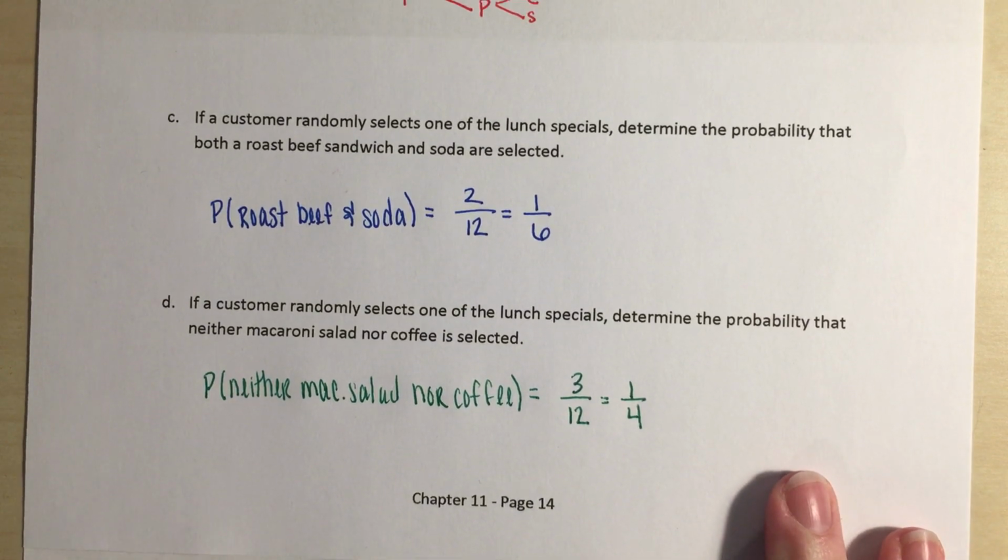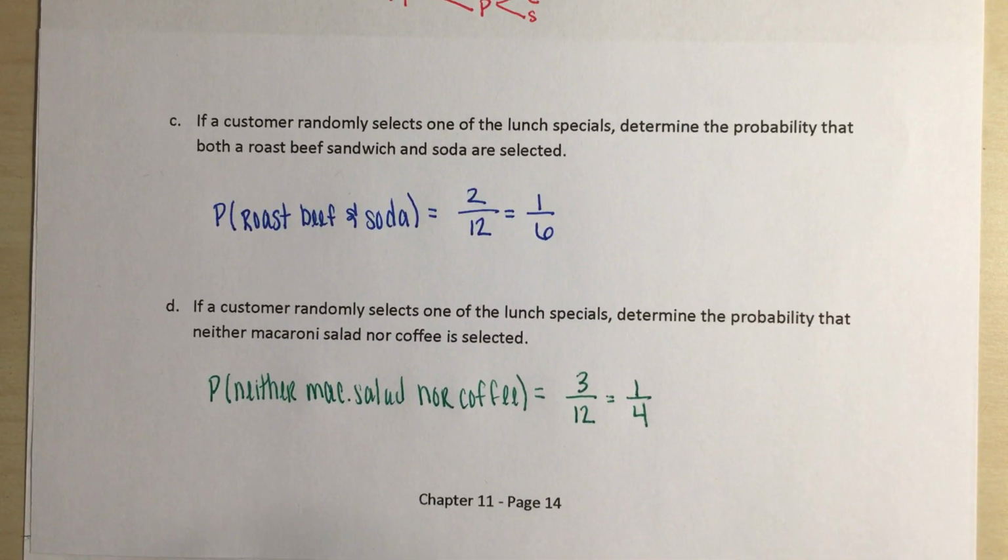All right, so again, we constructed our sample space after we used our counting principle to decide how large we expected it to be, and then once we had our sample space listed out, we found the probabilities that we were asked for in parts C and D.